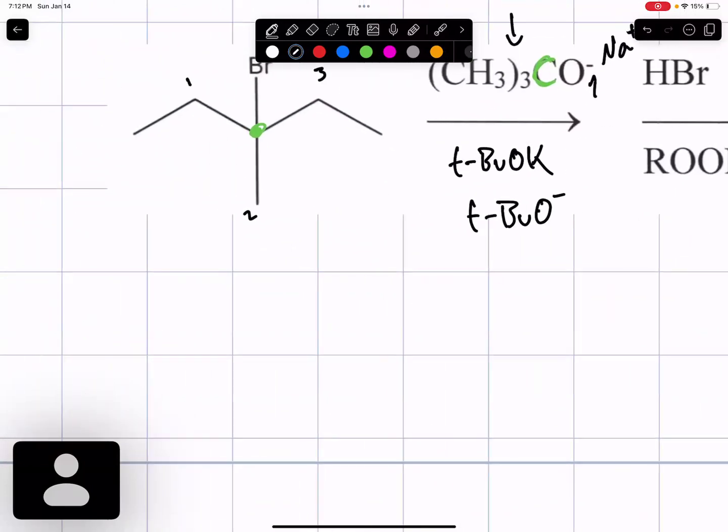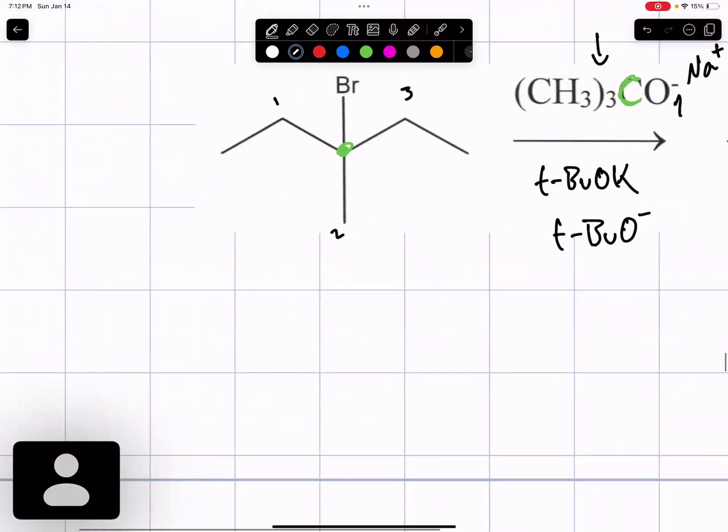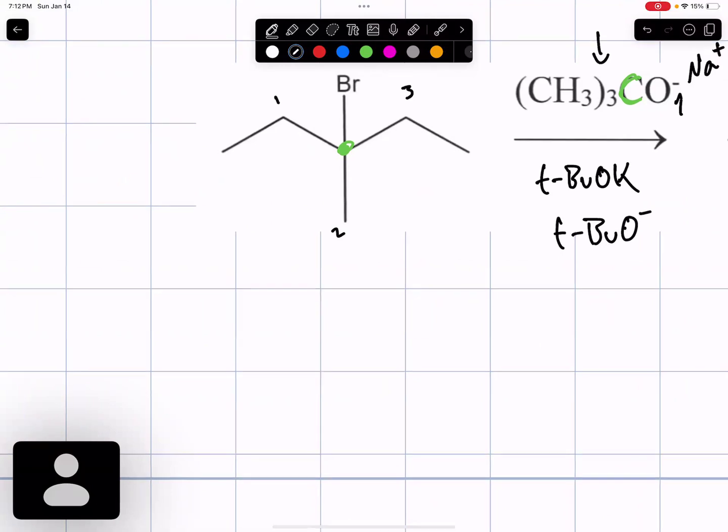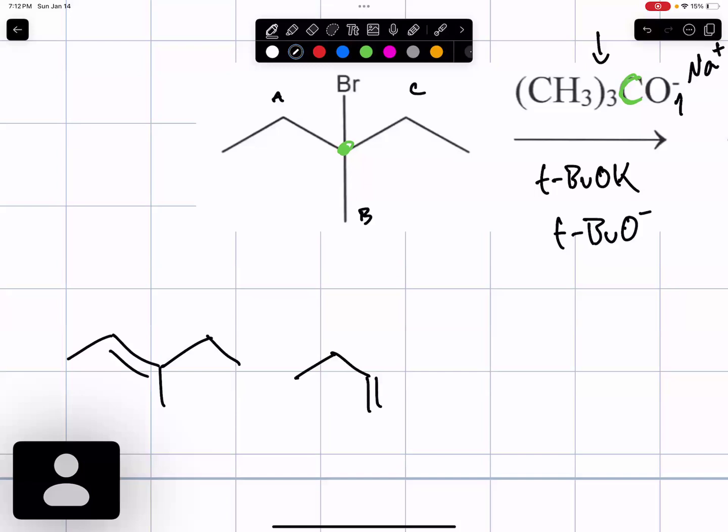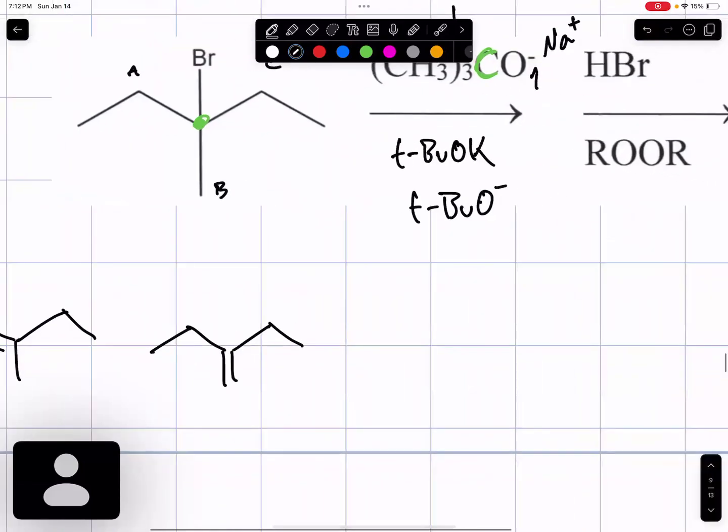Okay, let me just draw the possible products, because 1 and 3, since it's symmetrical, are the same alkene. Instead of numbering these, I'm going to letter them as A, B, and C. If I pulled a hydrogen from carbon A, I get this alkene. If I pulled it from carbon B, I get this alkene. And if I pulled it from carbon C, I get this alkene.